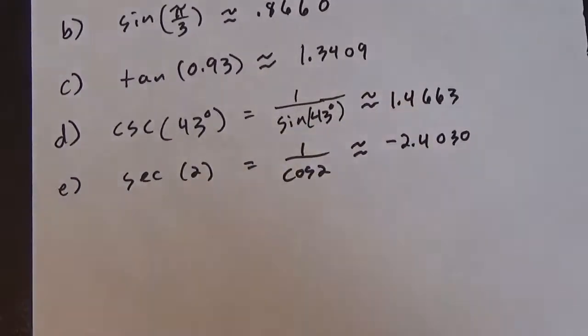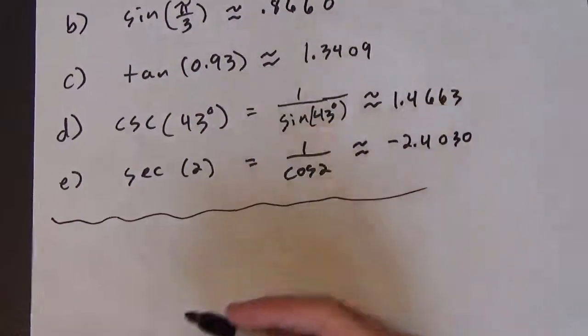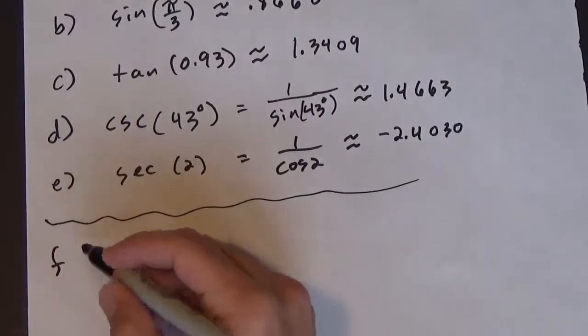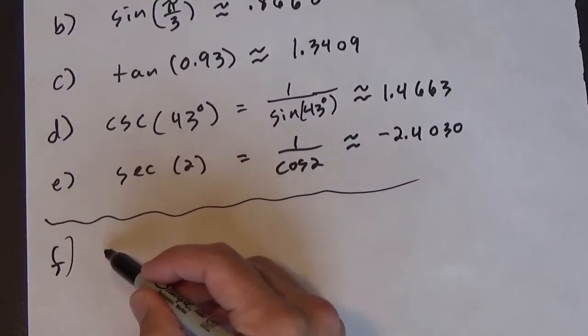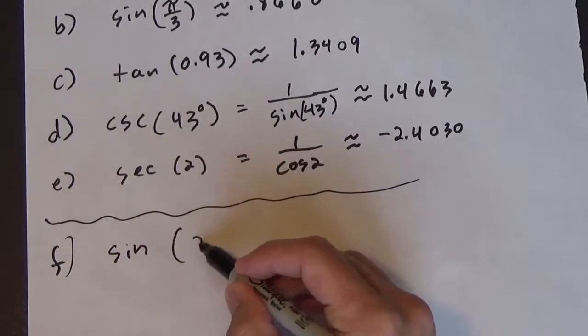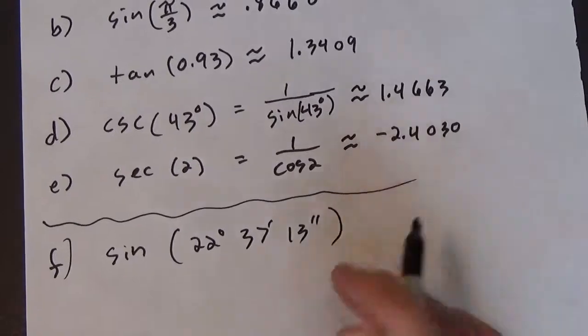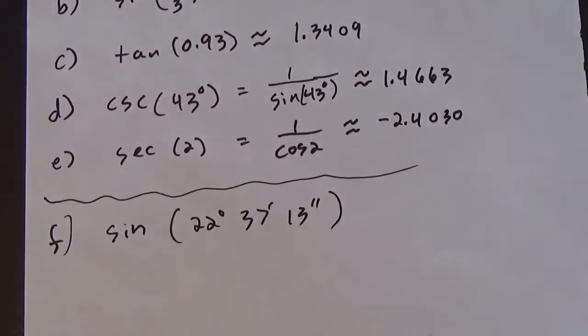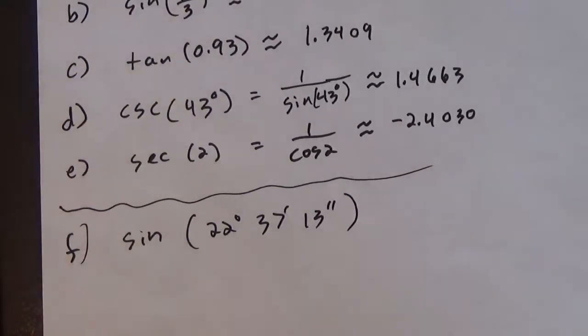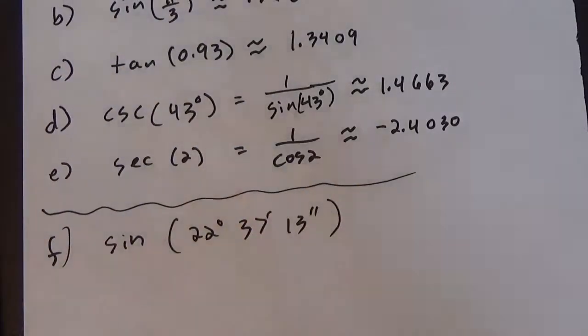All right, so let's do a couple more. I'll put a little line here, even though it's kind of just continuing EF. Now we want to figure out what is the sine of 22 degrees, 37 minutes, 13 seconds. There are probably a couple of calculators out there that can work with degrees, minutes, seconds, but on most calculators, the trig functions, you cannot enter degrees, minutes, seconds. You have to first put it into degree decimal.